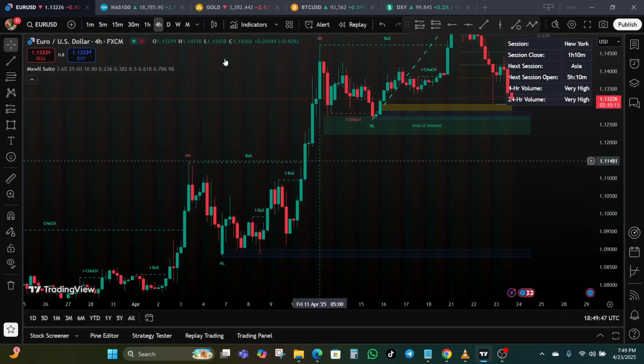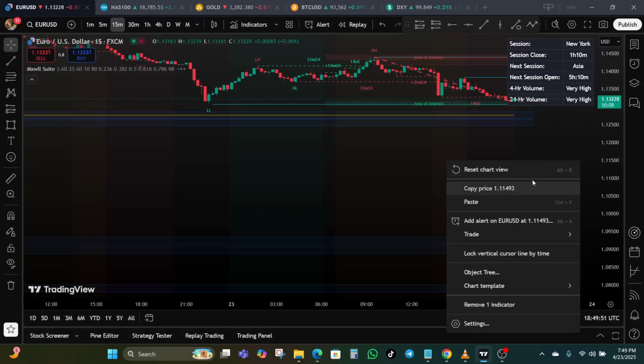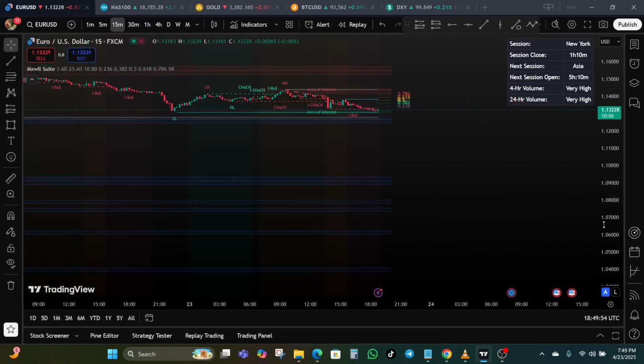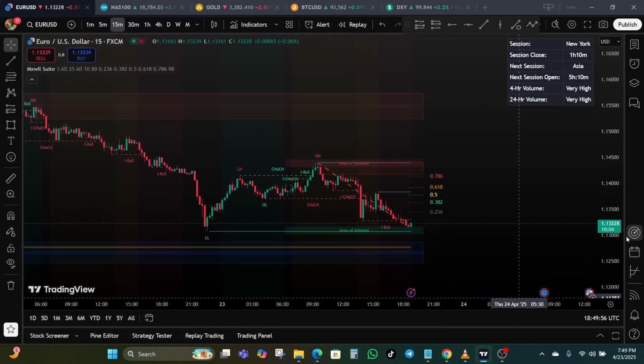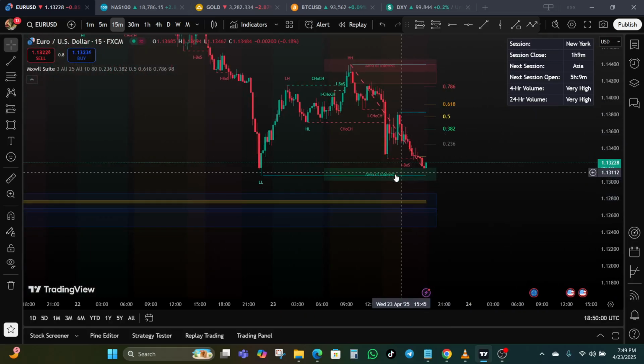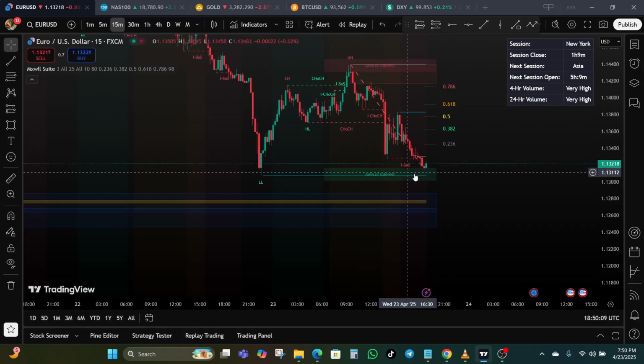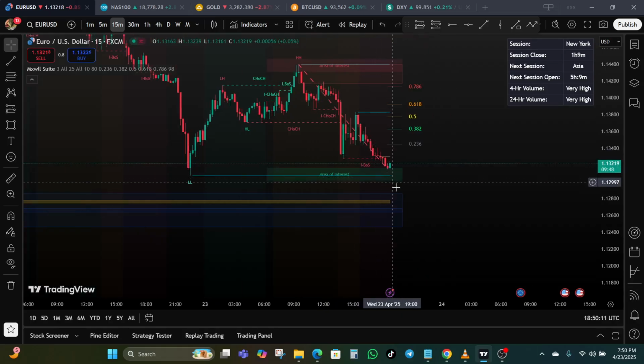Now you drop to the lower time frame for entry confirmation. You wait for price to enter your zone. For example, you can see now on the 15-minute chart, price has entered this zone. This is an area of interest. Then price should also show signs of rejection, and ideally create a new BOS in your favor.